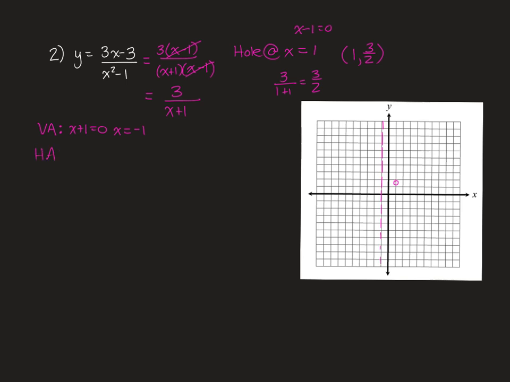Horizontal asymptote, Bobo Botan eats dark chocolate. I would use the original equation for this. So the biggest exponent in the numerator is 1, the exponent in the denominator is 2. So big on bottom. So this is Bobo. So our horizontal asymptote is at y equals 0. So I'm going to draw that on the graph.